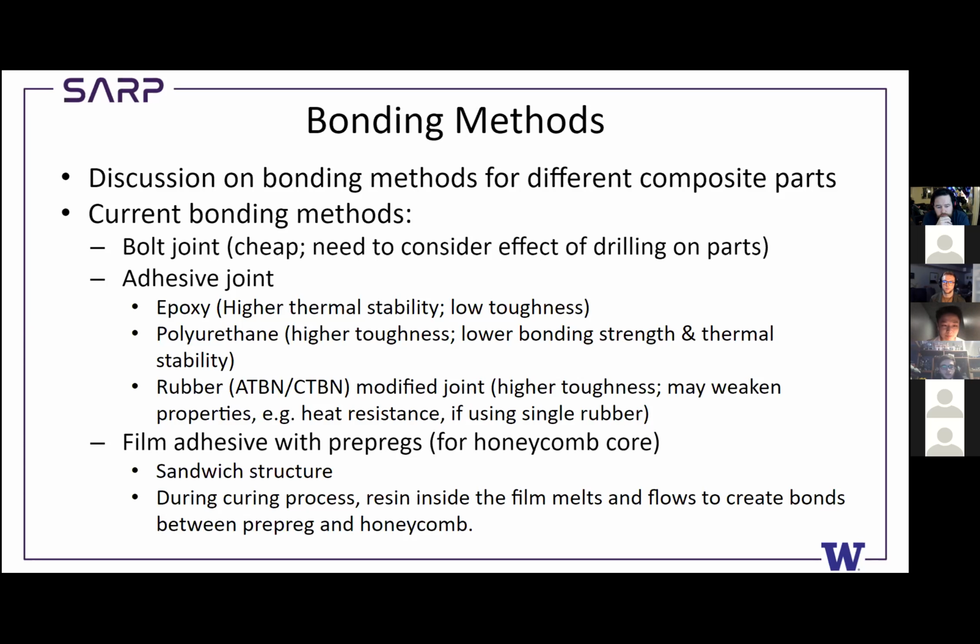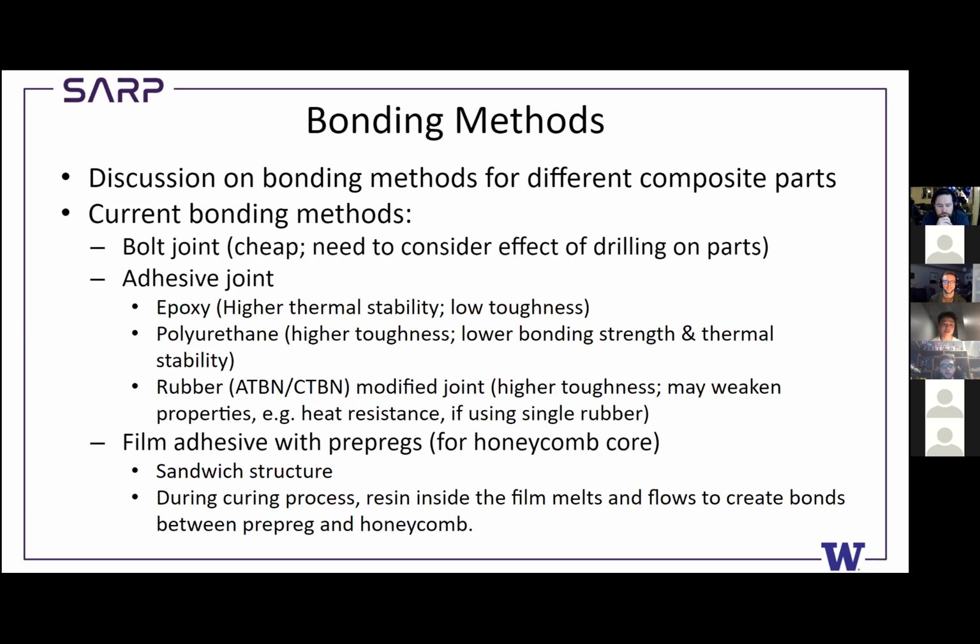And so as for the rocket environment, it's pretty high temperature. So we are going to use epoxy as our basic adhesive. But to solve the problem of lower toughness, we are going to use rubber modified epoxy. There's a typo in that. It's not joint, it's epoxy.